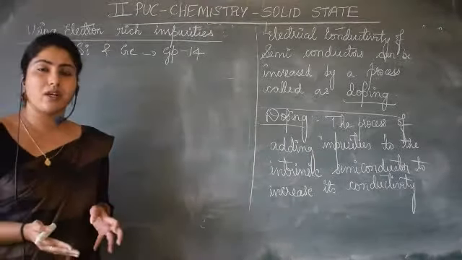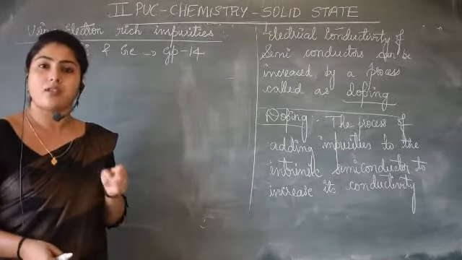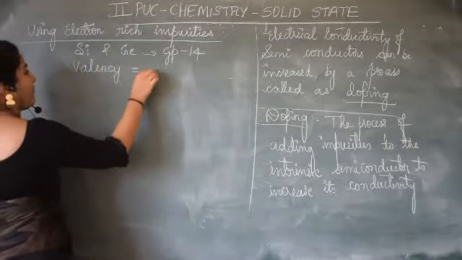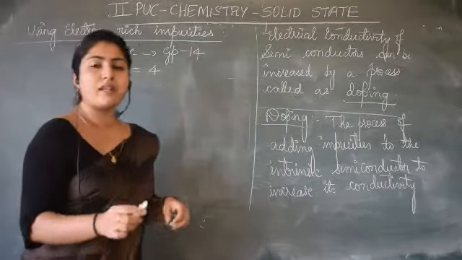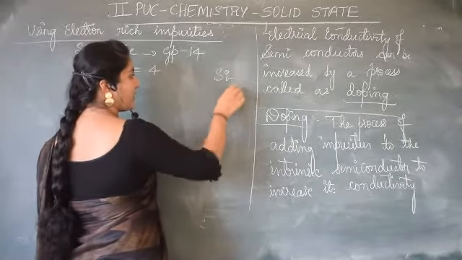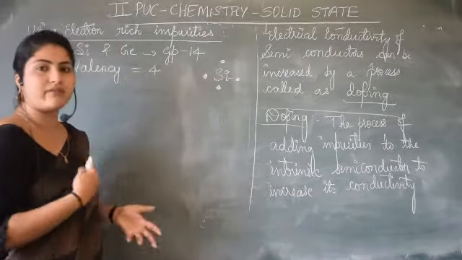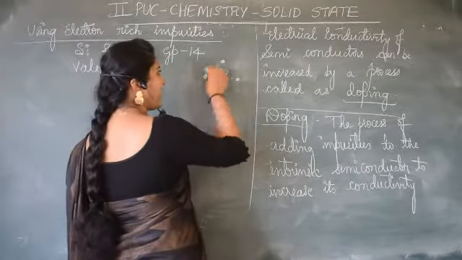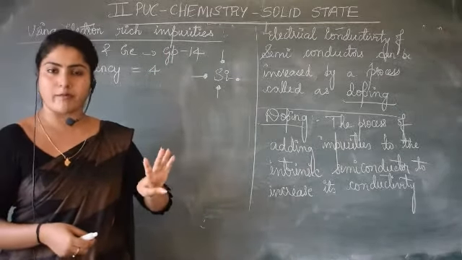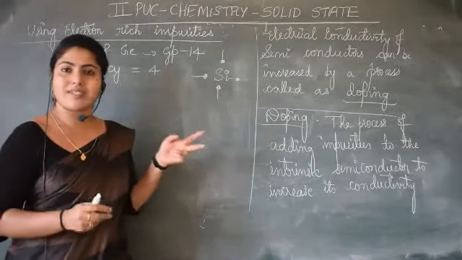Now please do understand the concept that silicon and germanium belong to group 14 elements. So the valency of silicon and germanium will be 4. That means it can form a maximum of 4 bonds. So silicon or germanium will have 4 electrons which it can share with the neighboring atom. So maximum how many bonds can it form? 4 bonds. Now this silicon and germanium is an intrinsic semiconductor.